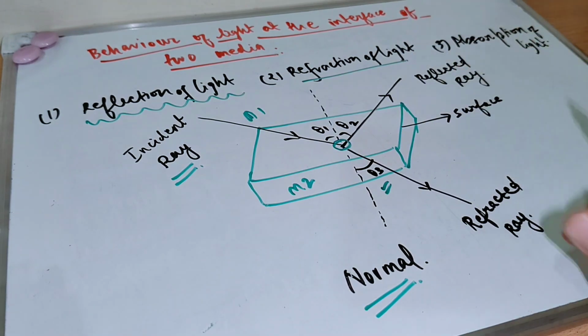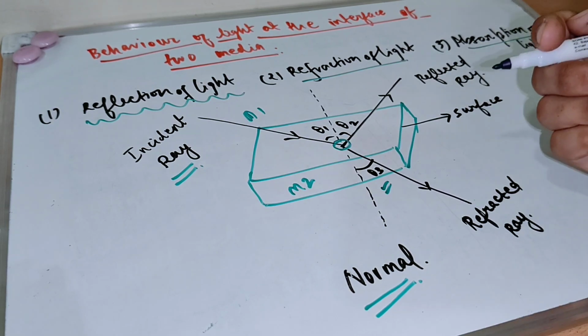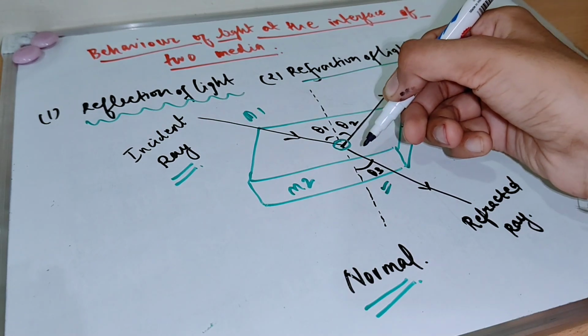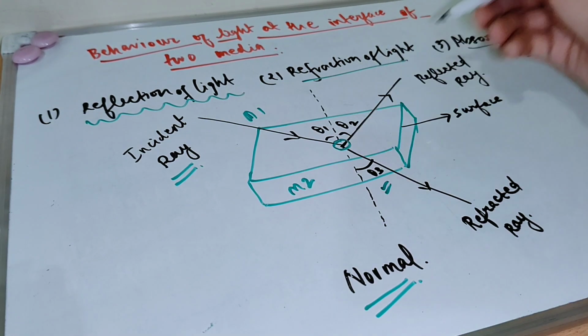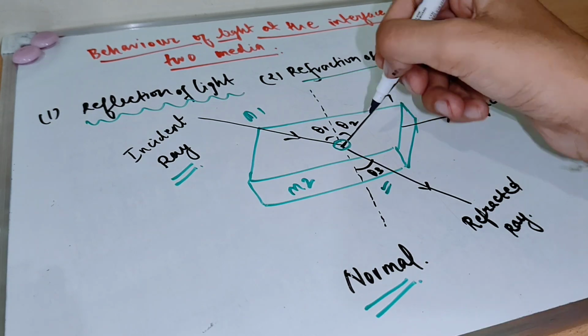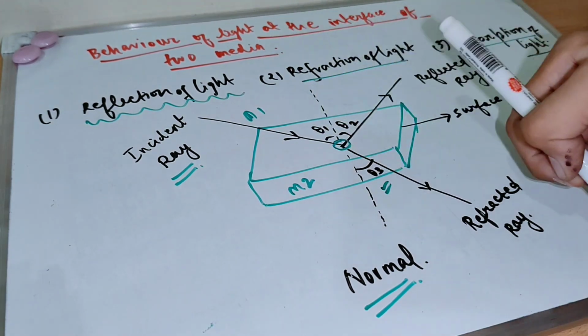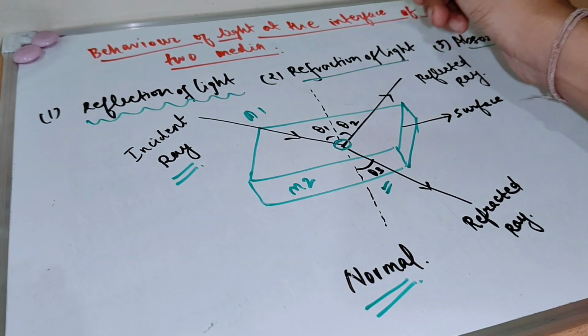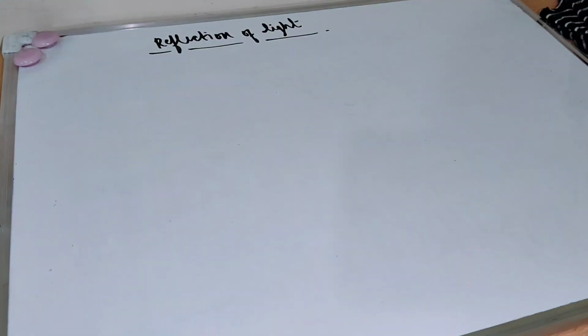The third thing that happens is absorption of light. Some of the light also gets absorbed by the medium, which means that it is not coming out. I can't say that it is bouncing back. I can't say that it got inverted into some other angle. It just got absorbed. So these are the three behaviors of light at the interface of two media.